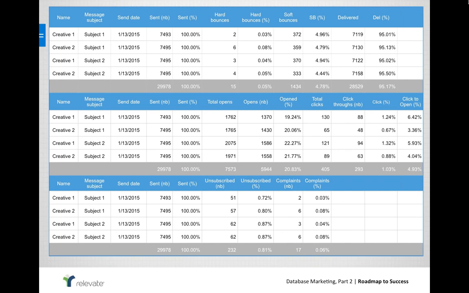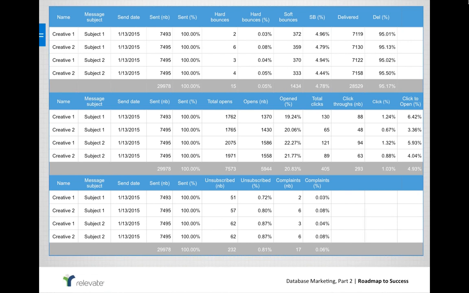The middle third of the report summarizes the open and click activity, in other words, the positive engagement. We see the total number of people that opened, 5,944, the open percentage, which is 20.8%. We also see that those 5,900 people went back and opened multiple times, as there were a total of 7,573 opens. Similarly, we can see the click results.